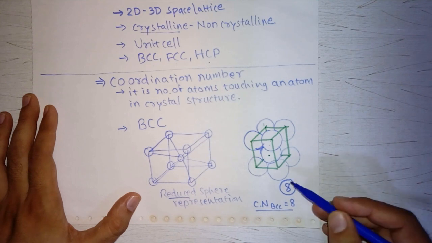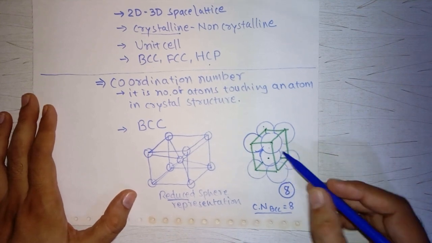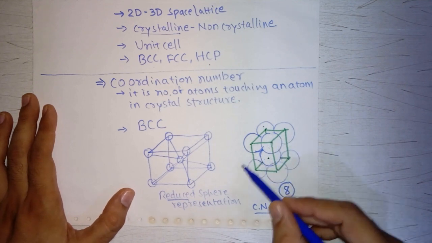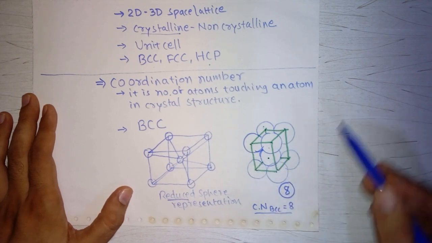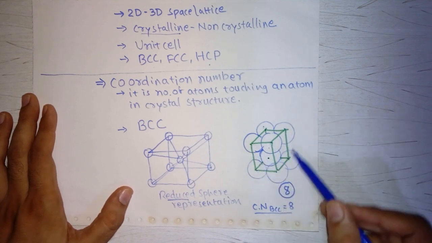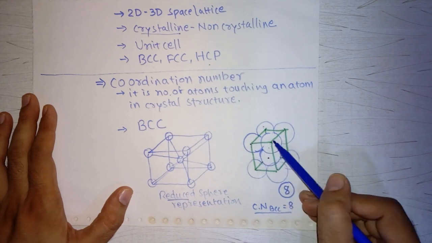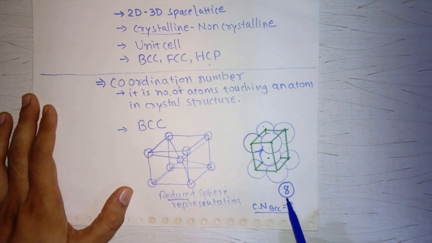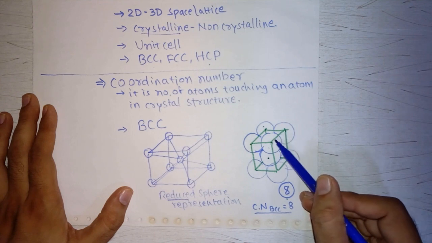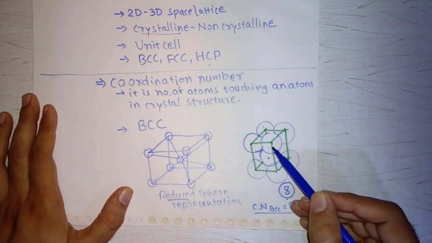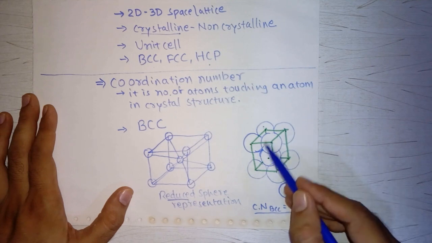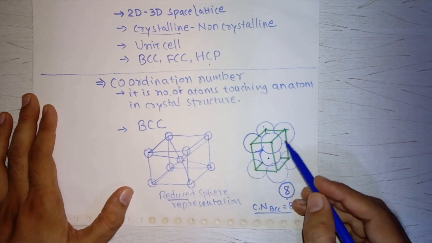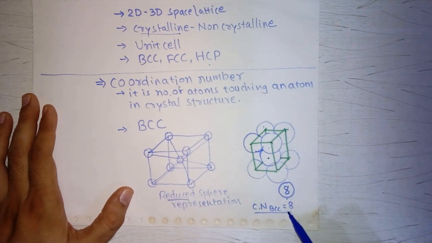Now for this discussion, I have taken into consideration the body centered atom. If we draw the full crystal structure with more atoms, and then consider any atom, let's say this atom or this atom or this atom, then also we will get the coordination number as 8. So this you can do in homework. You can draw the crystal structure of BCC like this, and then consider any one atom at any corner or at the body center, and you will see that the coordination number will always be 8.